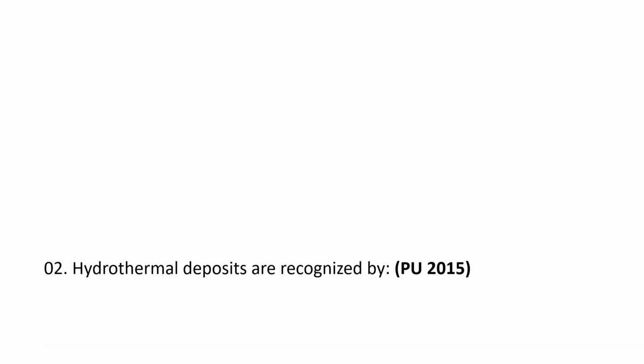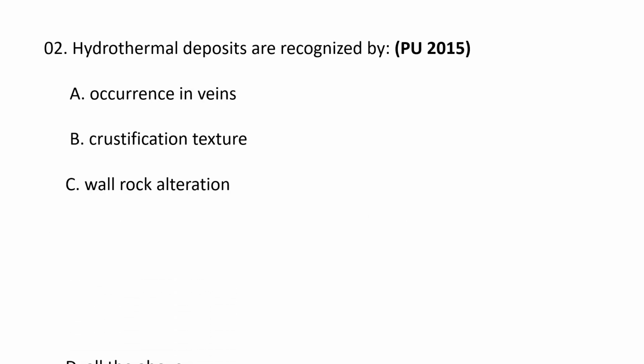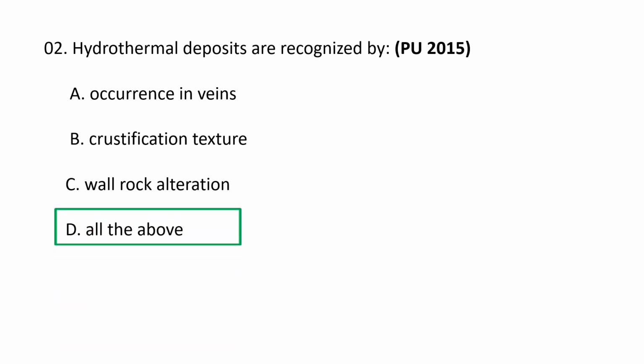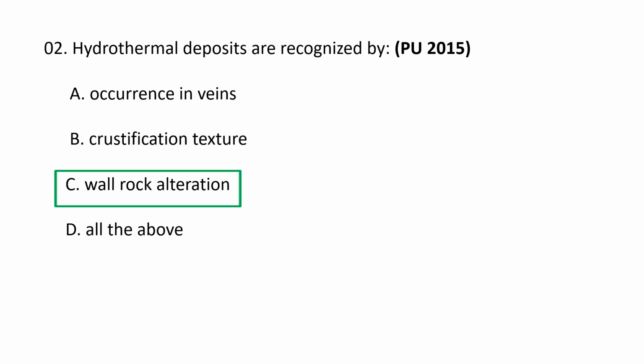Next question. Hydrothermal deposits are recognized by A. Occurrence in veins, B. Crustification texture, C. Wall rock alteration, and D. All the above. Hydrothermal deposits are recognized by wall rock alteration. So hydrothermal deposits are often recognized and explored by identifying and studying the wall rock alteration that occurs as hot mineral-rich fluids interact with the surrounding rocks. So hydrothermal deposits are recognized by wall rock alteration. C is the correct option.